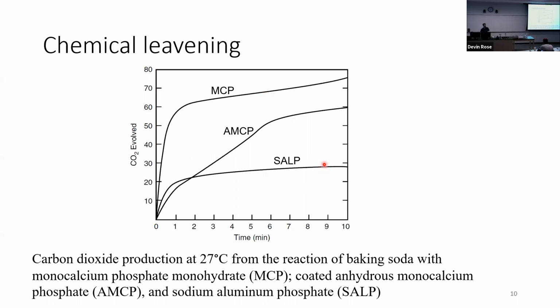We have here SALP, sodium aluminum phosphate, also a slow acid. You see it releasing that carbon dioxide very slowly. And actually, much less too, right? Much less here, because it doesn't really react at 27 degrees. This is at 27 degrees. So if we heated that up more, then we would get more CO2 from that sodium aluminum phosphate. So these two would be slow-acting acids. This one would be a fast-acting acid.